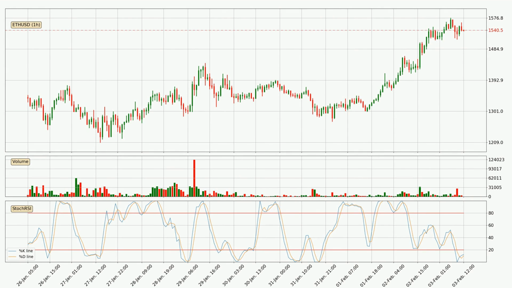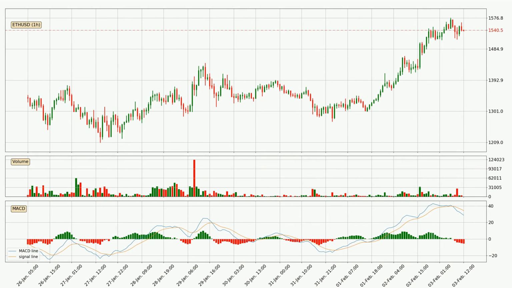Jumping to the hourly stochastic RSI, we can see that the crypto is being oversold because the %K and %D lines are in the lower region. A change in the trend can be expected or for the crypto to remain at least stable for some time. The K line is currently above the D line, which shows that the trend has shifted to the upside.